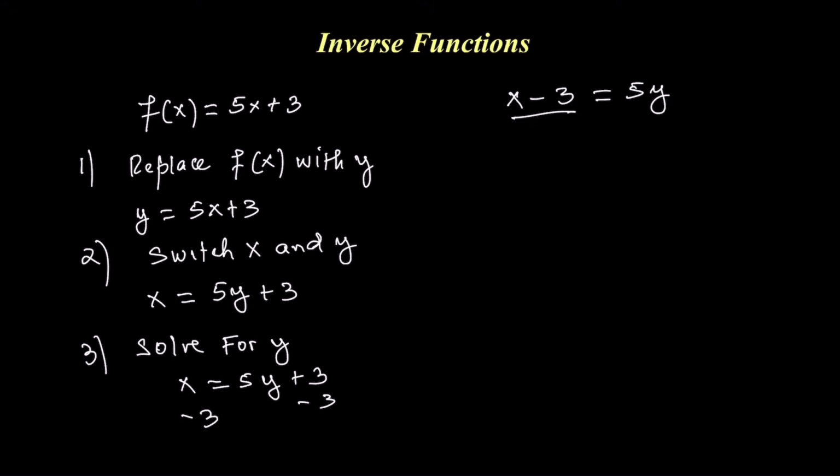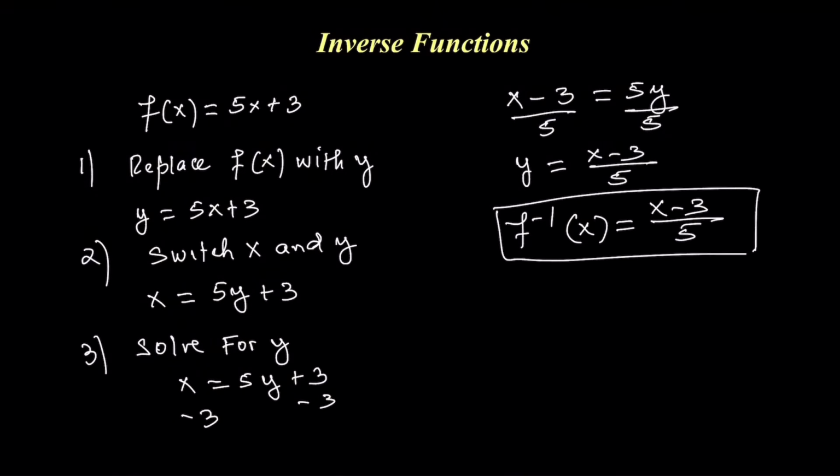Now divide both sides by 5. y = (x - 3)/5. So the inverse function is f inverse of x = (x - 3)/5. And that's it. That's the full process.